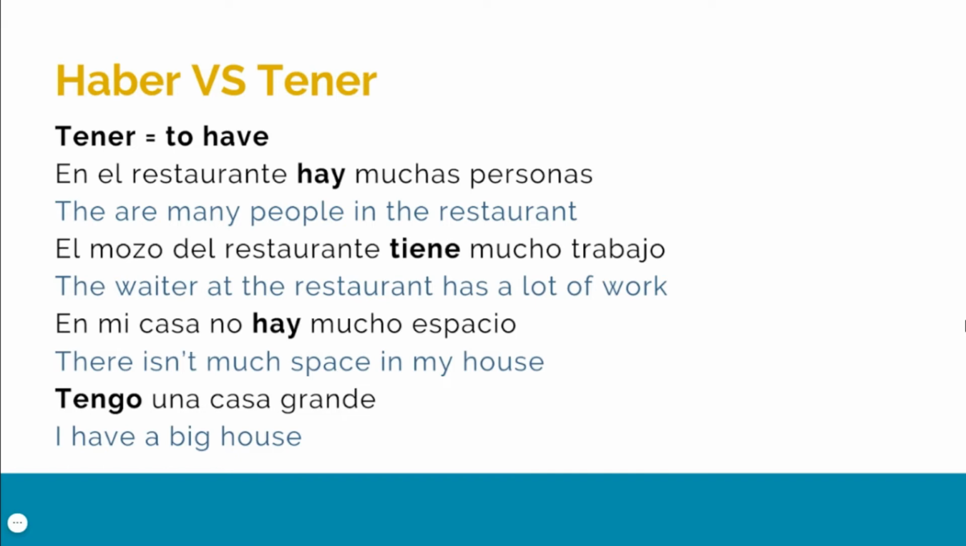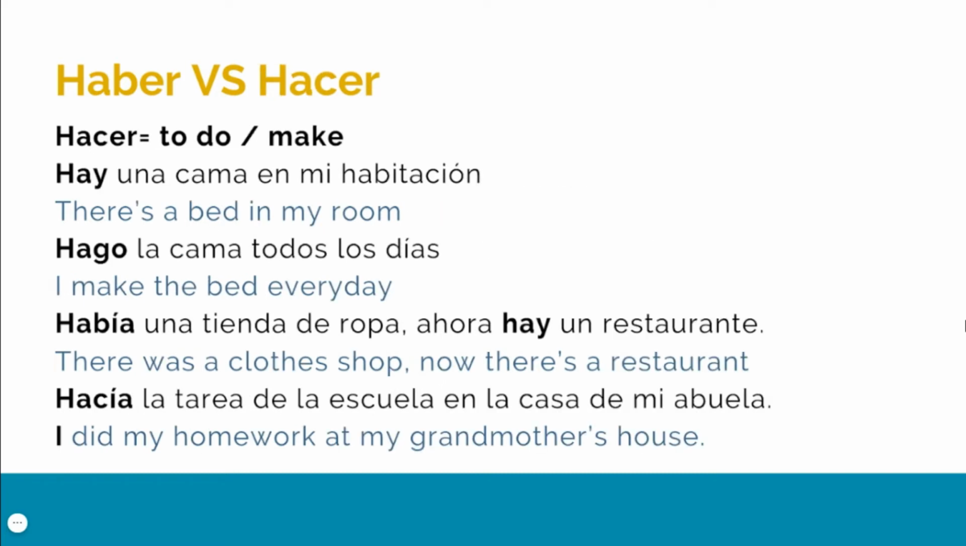Another doubt is haber versus tener. Remember that tener means to have. En el restaurante hay muchas personas. El mozo del restaurante tiene mucho trabajo. En mi casa no hay mucho espacio. Tengo una casa grande. Okay? So remember, tener means to have. Haber when something exists. Another common doubt is haber versus hacer.